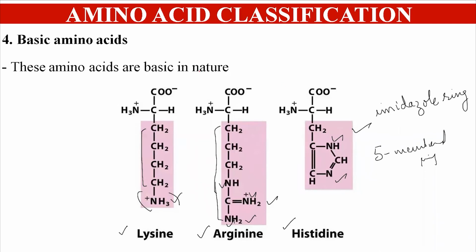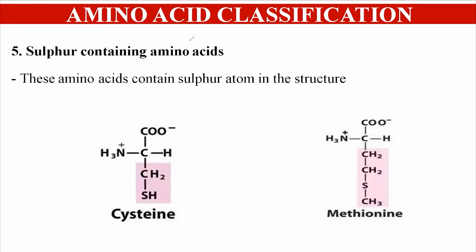So the next category of the amino acids is the sulfur containing amino acids. So what are the sulfur containing amino acids? So there are 2 of them, cysteine and methionine. So if we talk about cysteine, cysteine is just an alanine with a sulfhydryl group present. Now what is this sulfhydryl group? Basically the SH group.